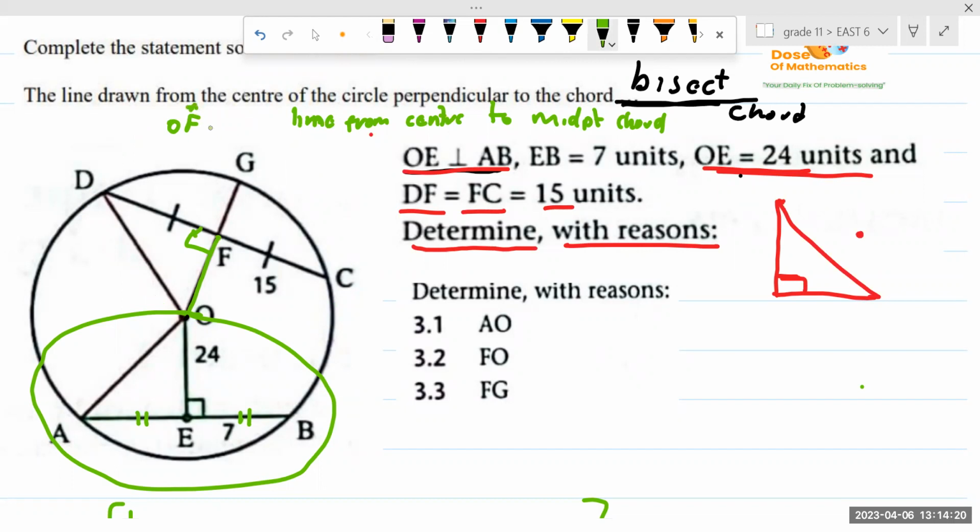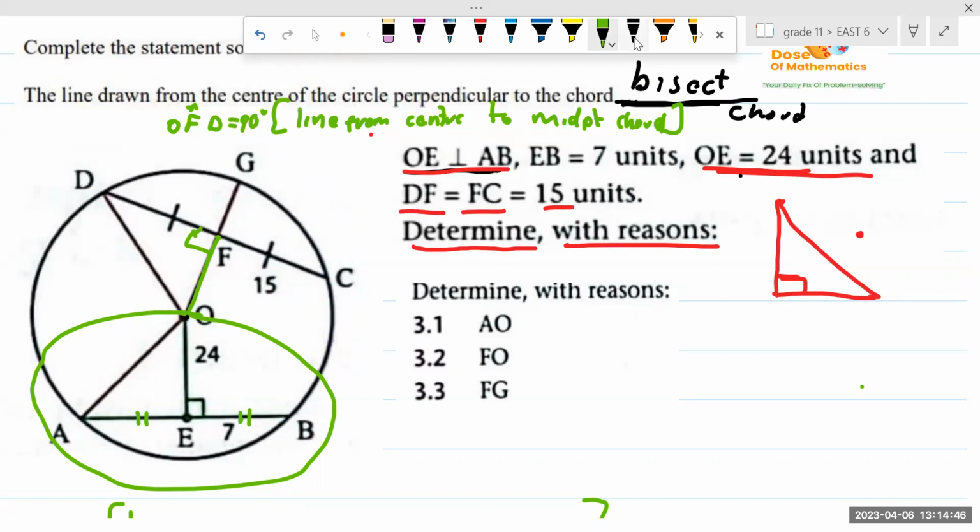Angle OFD is going to be 90 degrees. The reason I'm saying this is going to be 90 degrees is because I have a line from the center to the midpoint of the chord. Okay, now that I'm done with that, I've written what is given and added whatever is needed so that I can solve this diagram.